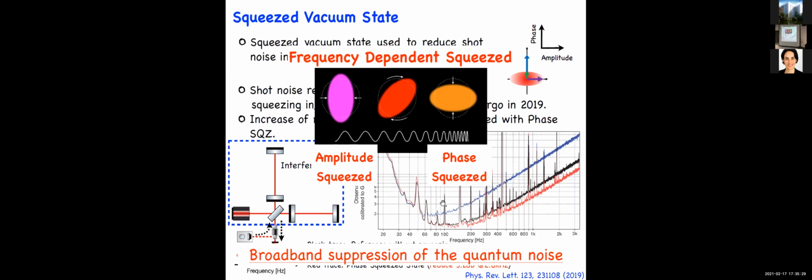In low frequency, we can prepare the amplitude squeezing like this to reduce the radiation pressure noise. In high frequency, we can use phase squeezing like this to reduce the shot noise. But in the medium range, we should prepare a squeezed state at a specific angle like this, so we can get a broadband suppression of the quantum noise.